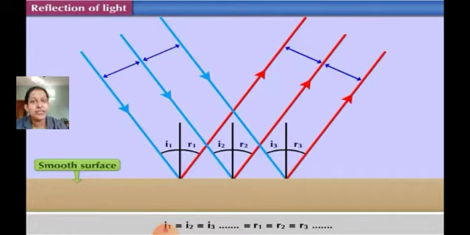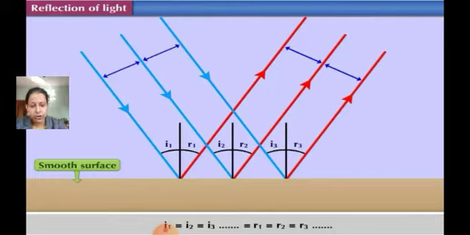So, regular reflection shows that whatever the angle of incidence is, the same will be the angle of reflection, and since the angle of incidence is equal to the angle of reflection, whatever parallel rays are coming, the reflected rays will also be parallel to each other. So I hope you have understood what a regular reflection is.